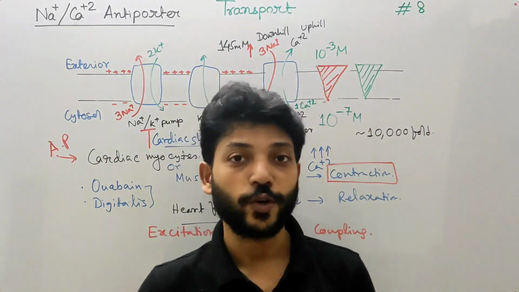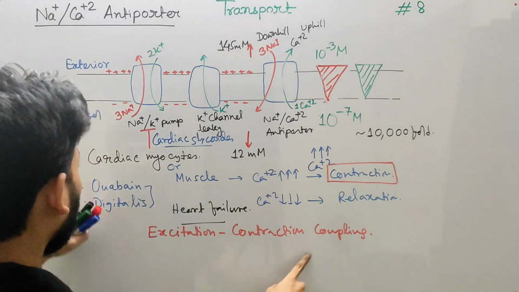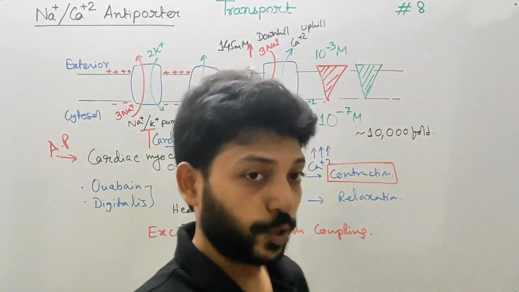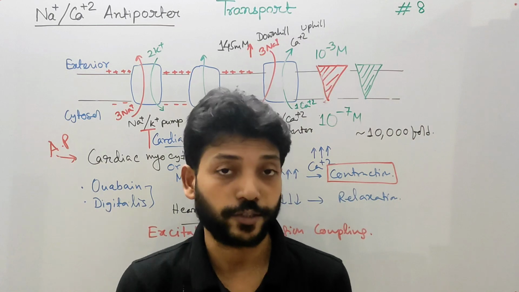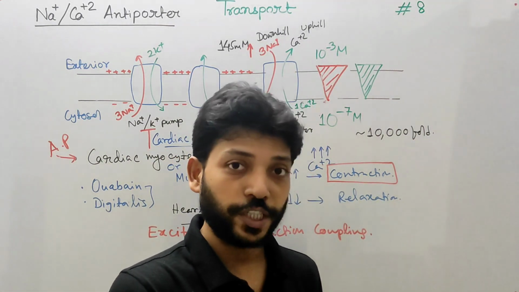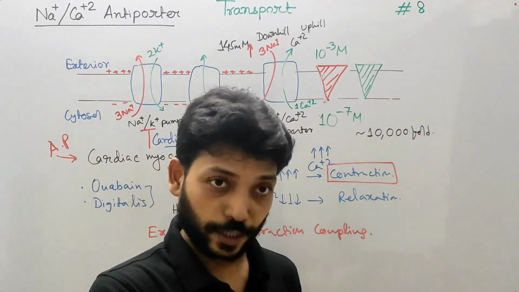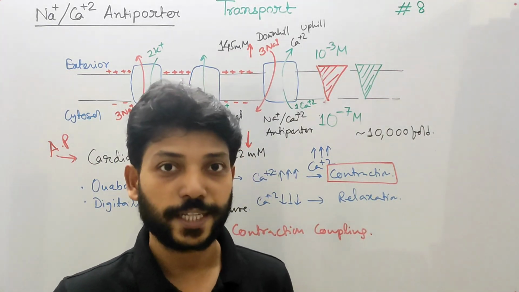So in my next video, I will talk in more detail about the excitation contraction coupling of cardiac myocytes, the action potential of cardiac myocytes, and how contraction occurs. Because we have to understand that the action potential of cardiac myocytes is somewhat different from nerve action potentials. So I will explain in the next video.